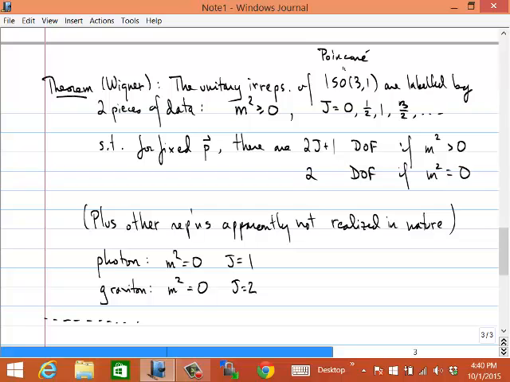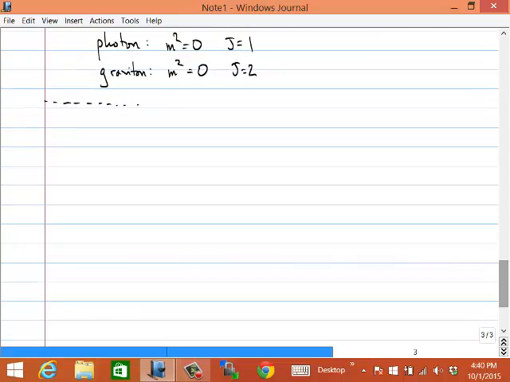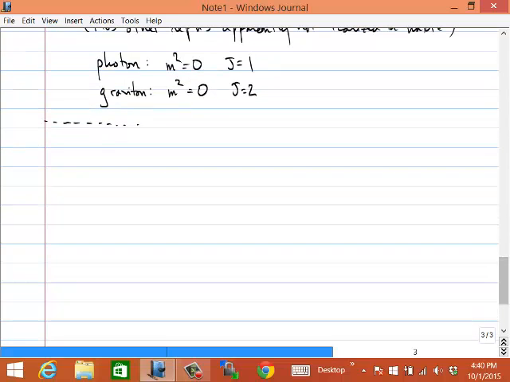Good. So what are the representations of the Lorentz group?